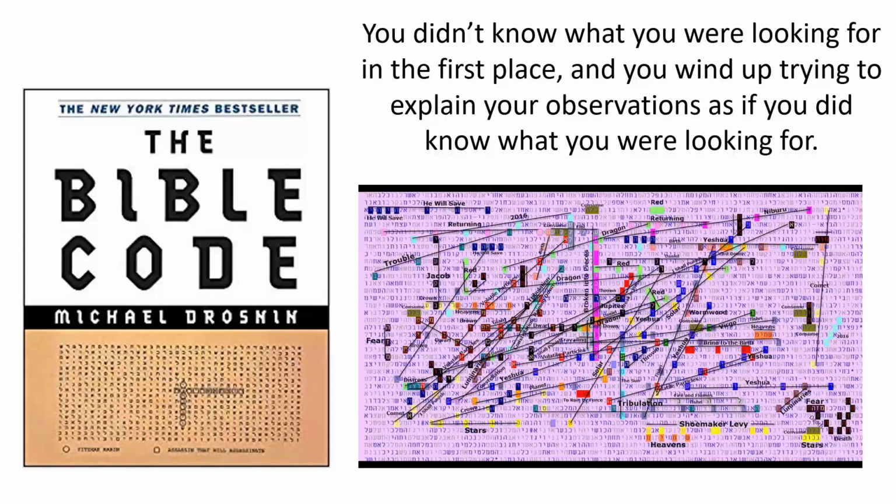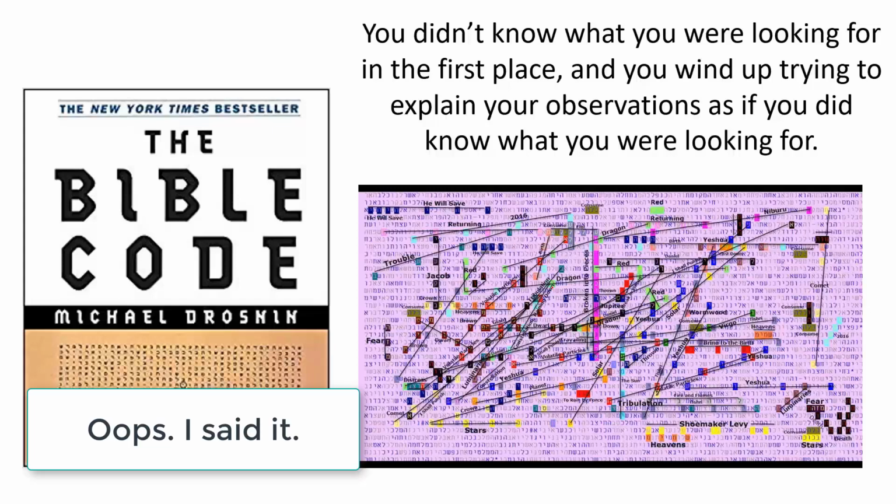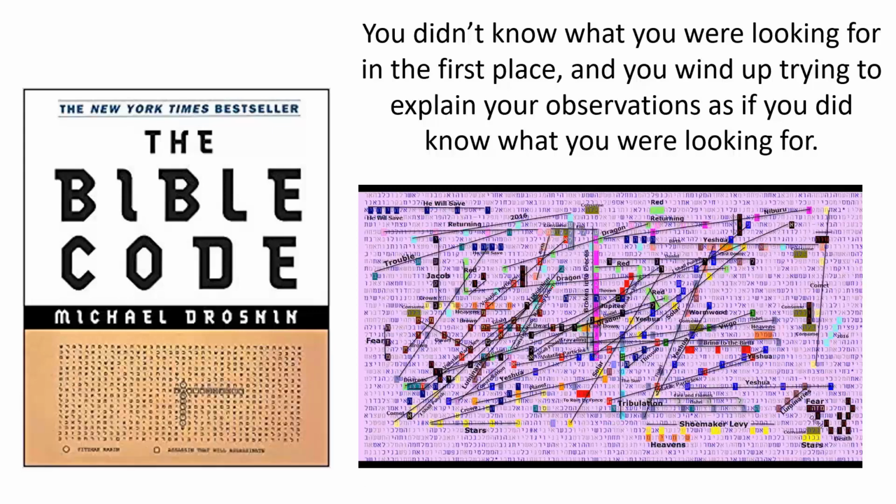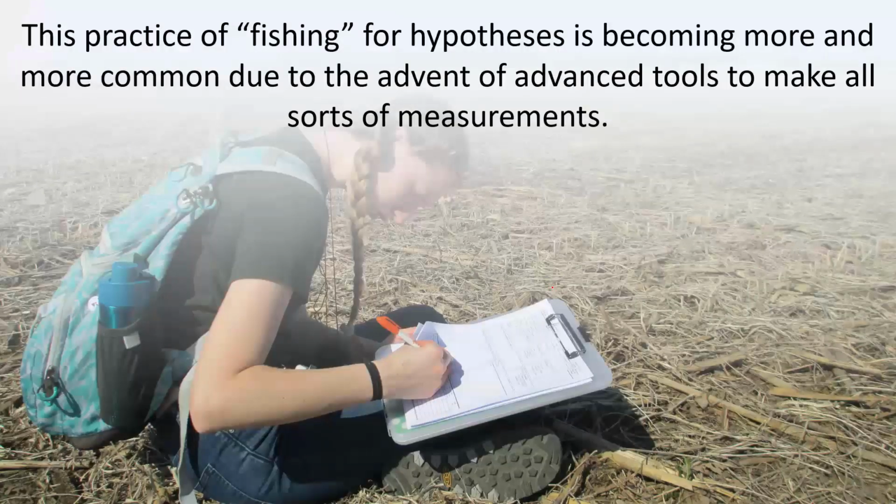As it turns out, you can do this with any major book. They wound up doing this with Moby Dick, which if you've ever read that book, it's a boring exposé on whales. They found patterns in Moby Dick too, just to prove that you can't go at an experiment with an infinite number of different possible explanations. All right. The practice of fishing for hypotheses is becoming more and more common. One of the reasons why it's becoming more and more common is because we have advanced tools to make all sorts of measurements out in the world.